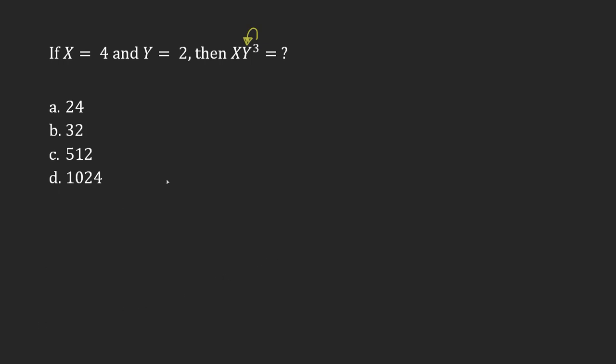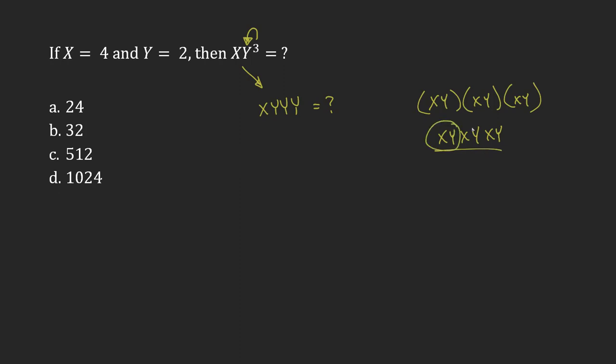So what this means is that I can rewrite this as x times y times y times y, not xy times xy times xy, or I guess I could have written this as xy xy xy. I'm not multiplying xy times itself 3 times, because the 3 only applies to what comes directly before.